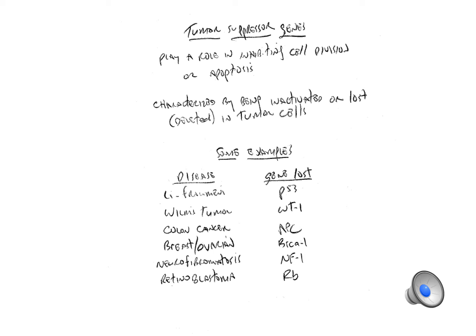So all the cancer, all the diseases that I have listed on the left-hand side can express themselves in an inherited predisposition. Li-Fraumeni, Wilms tumor, colon cancers can be an inherited predisposition. Breast and ovarian, we know. Neurofibromatosis and retinoblastoma are all considered inherited cancer syndromes. In the next slide, we'll talk a little bit more about why that is.